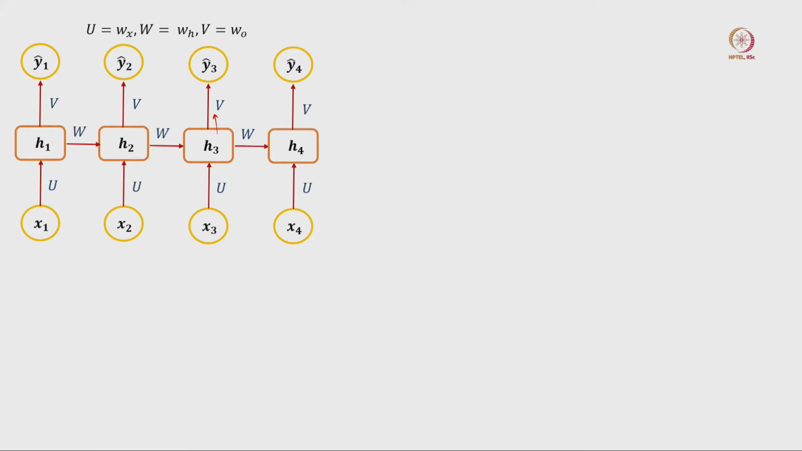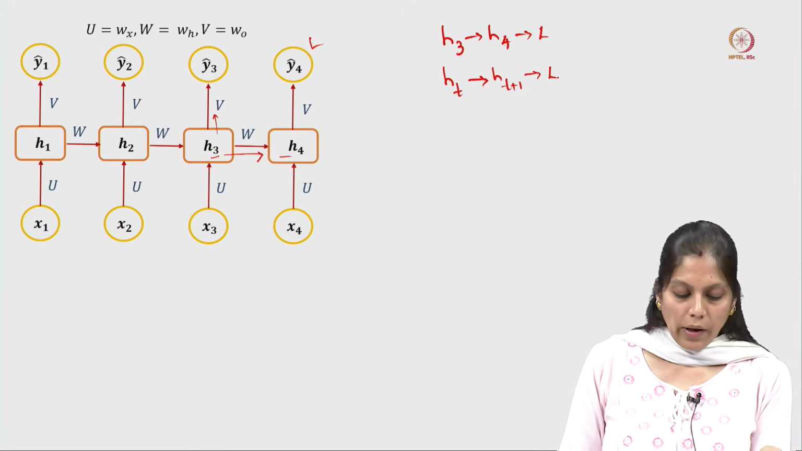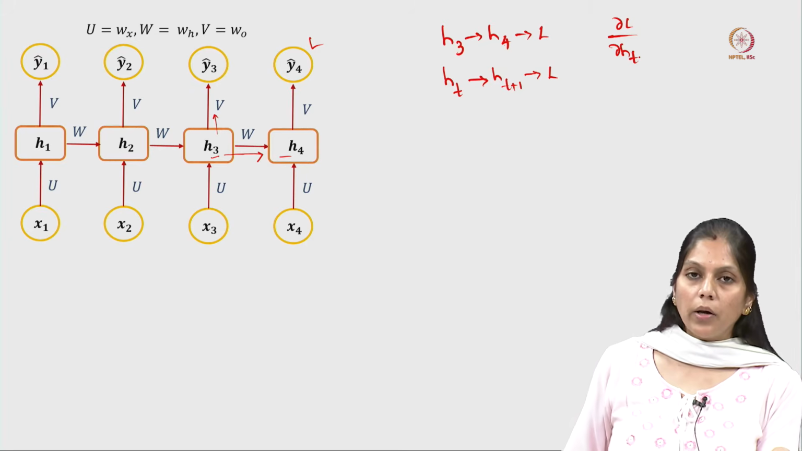Now, we have seen the impact of H3 when it is going in the up direction. Now, we have H3 going right, which means H3 goes to H4 and then to the loss. In general, how can you write this? H3 is written as HT, and 4 is 3 plus 1, so T plus 1, and then the loss. What we are computing is the derivative of loss with respect to HT.